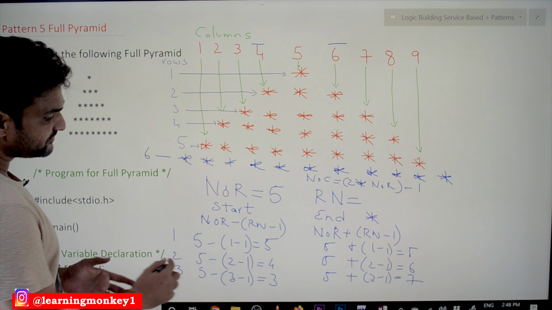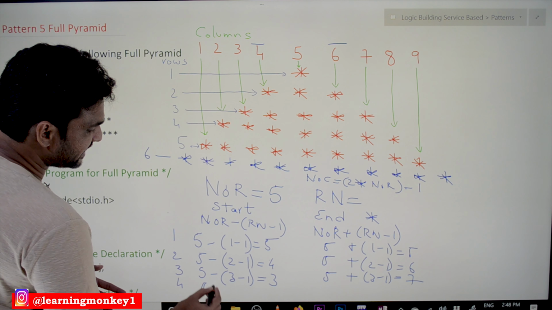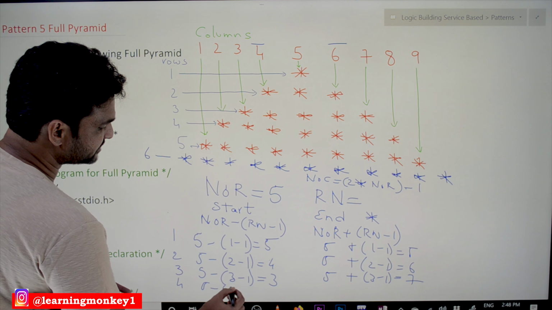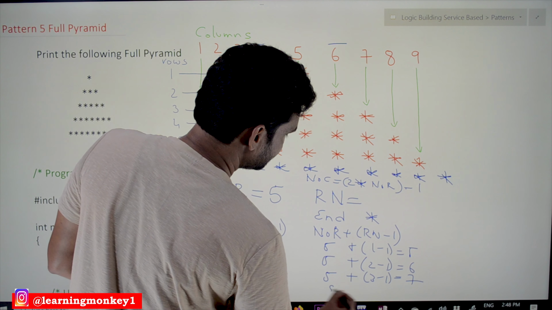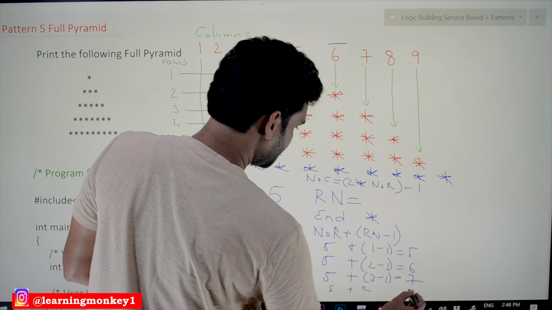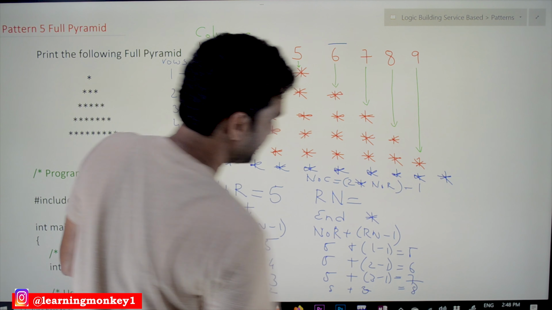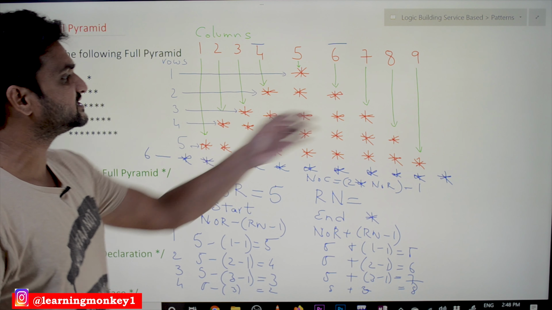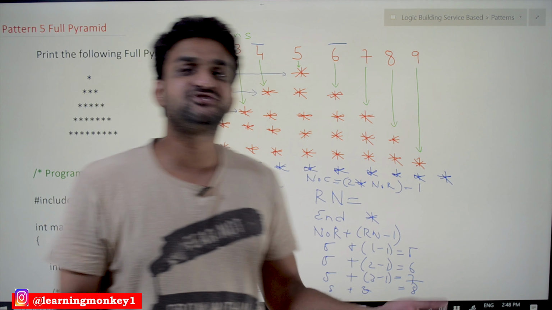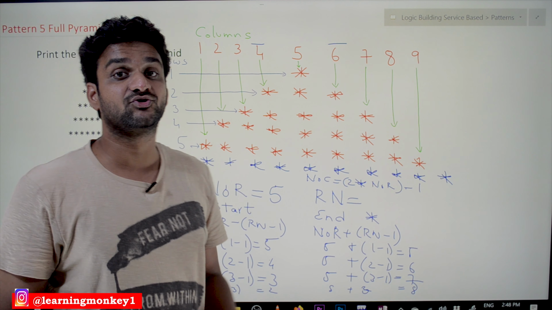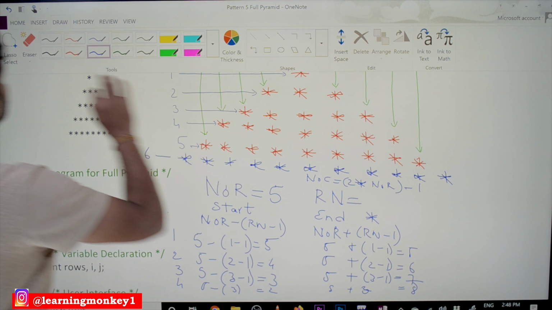Okay, so similarly if we are in the fourth row, it is going to be 5 minus 4 minus 1, which is 3, and 5 minus 3 is 2. Similarly it is 5 plus 3, which is equal to 8. So from 2 to 8 we have to print stars, and in the remaining positions we have to print empty spaces. It's very simple. Now we will go to the program and see how the program will get designed.